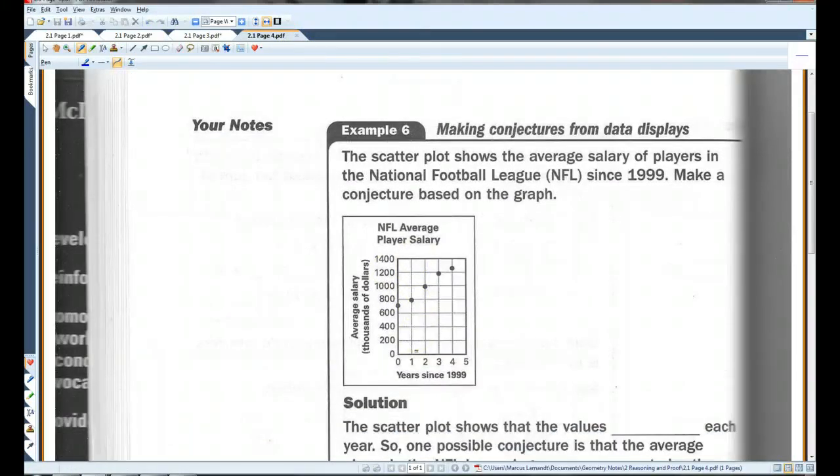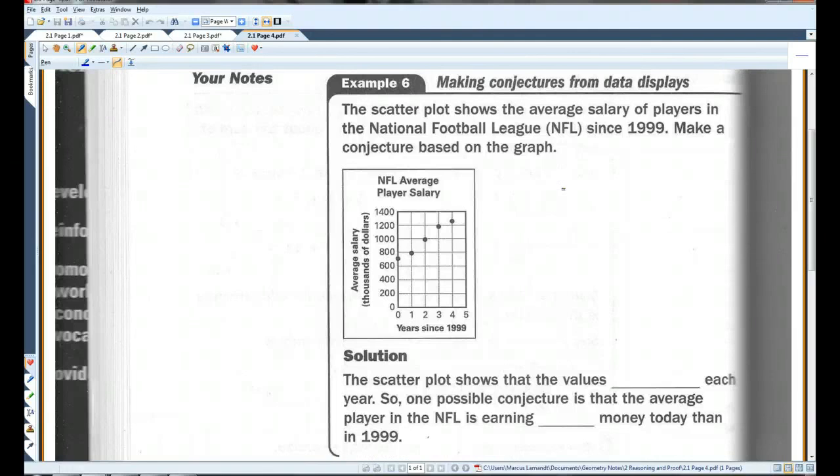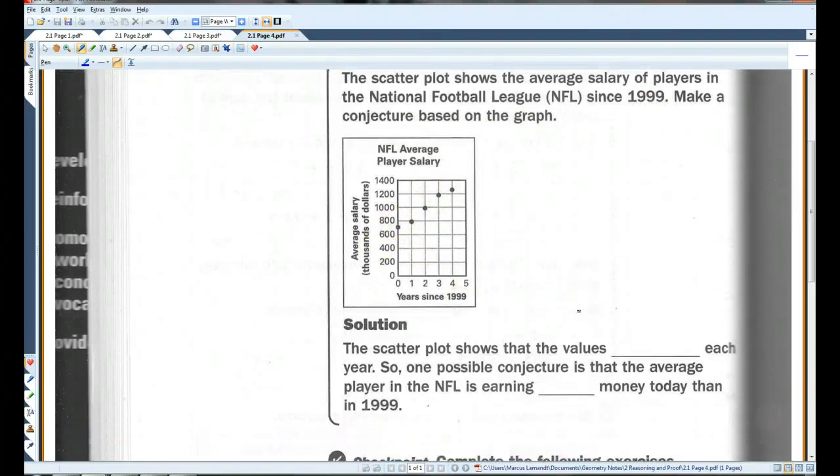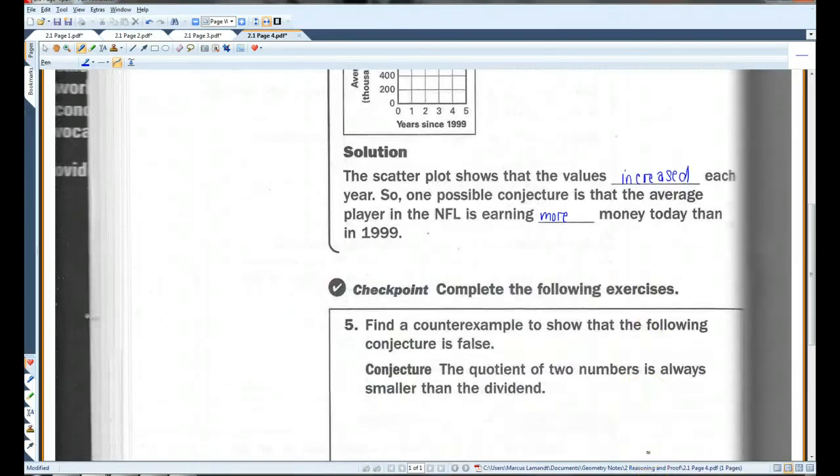Making conjectures from data displays. Okay, the scatter plot shows the average salary of players in the NFL since 1999. Make a conjecture based on the graph. So, it looks like their salaries are going up since 1999. So the scatter plot shows the values increased each year. So one possible conjecture is that the average player in the NFL is earning more money today than in 1999. There's a conjecture, and it's probably true.